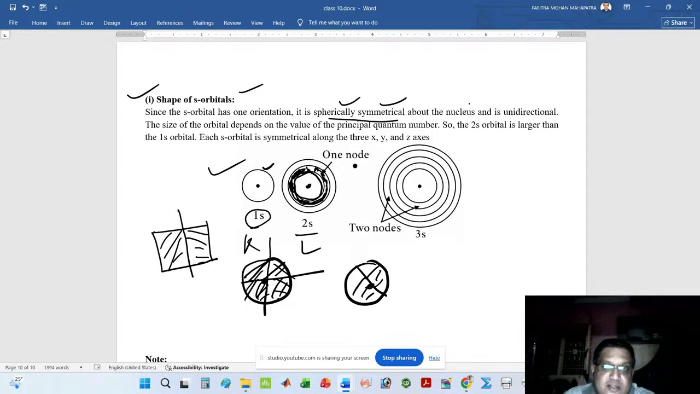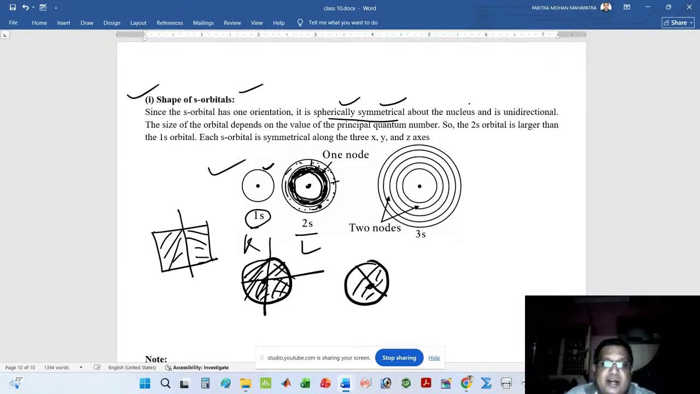A node is a region. A node may be a plane, a point, or a three-dimensional sphere where you cannot find an electron. Here the presence of an electron is zero. You cannot find the electron here. So this is the node. After that, 2s. This is the 2s. Clear?